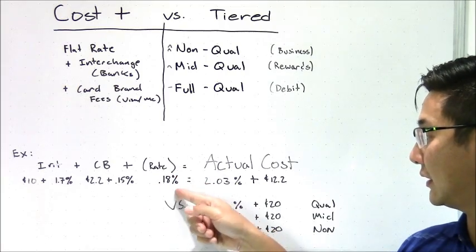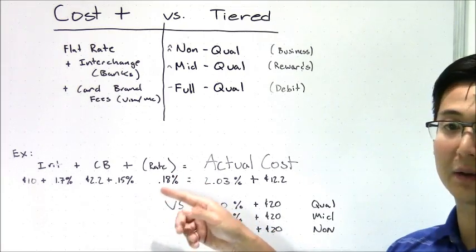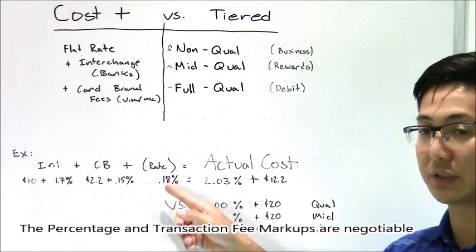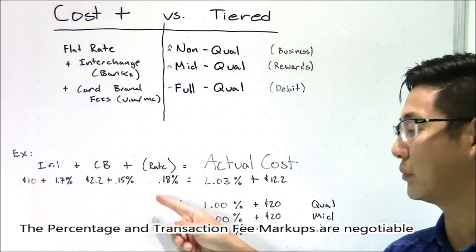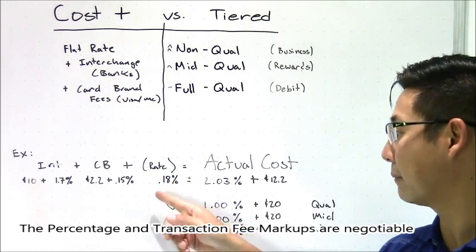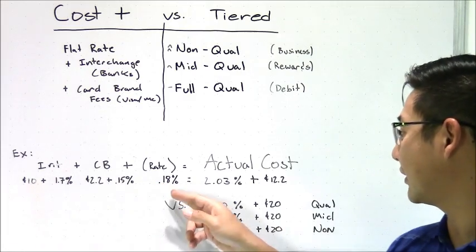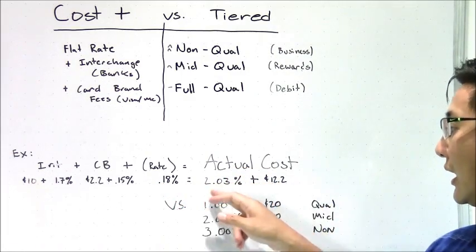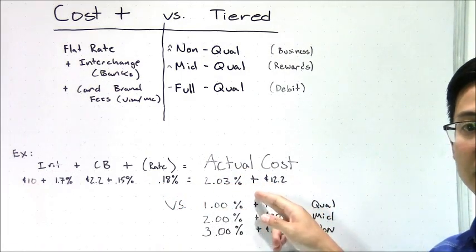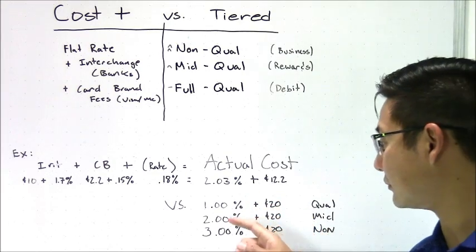And then the rate you get charged on top of that is something like 0.18%, and then often there's a transaction fee. So this would be like 0.18 plus 5-cent transaction fee. When you add these three together, that's where you get your actual costs. So this is what you're going to be charged when you run your card.